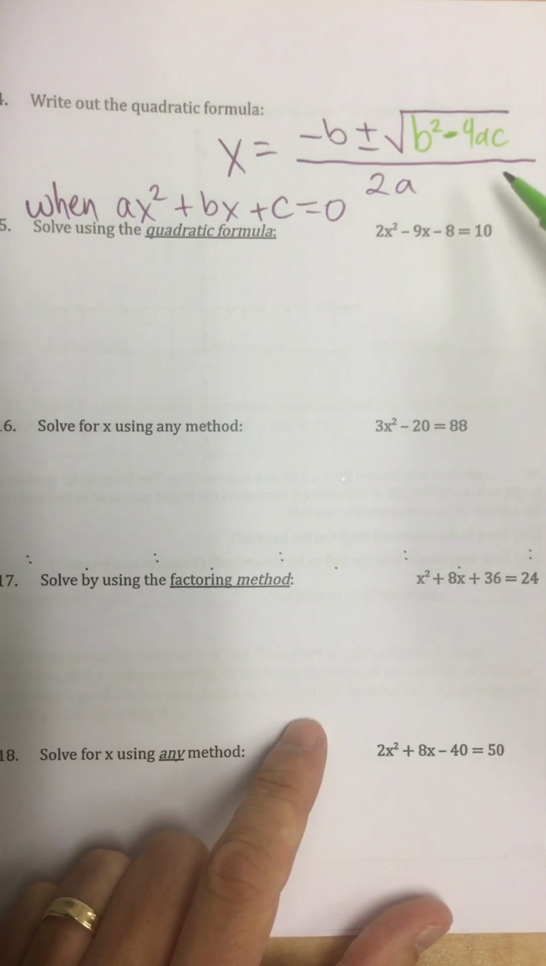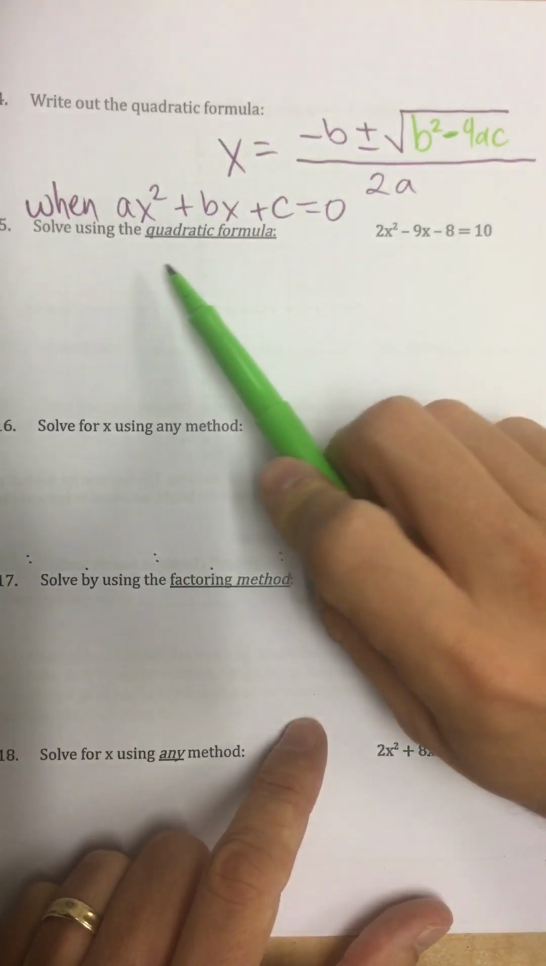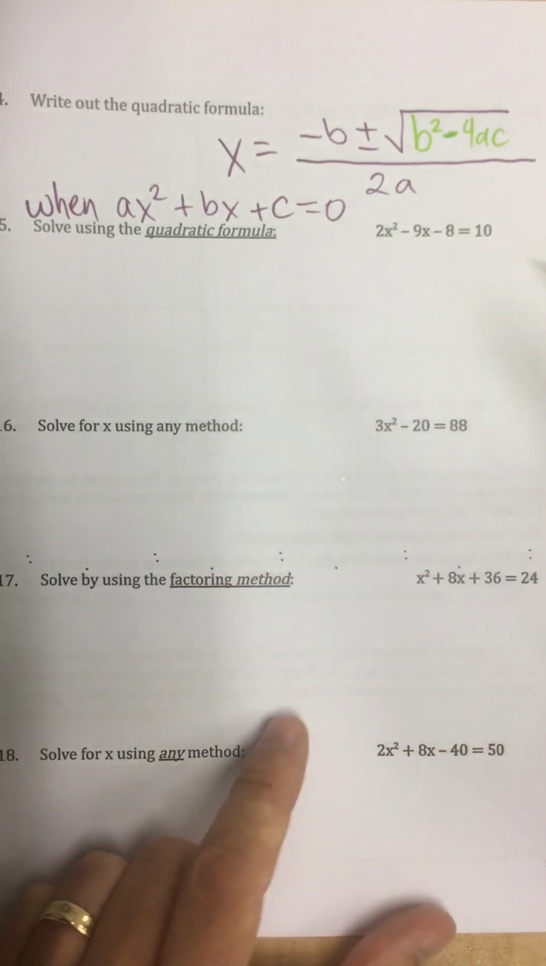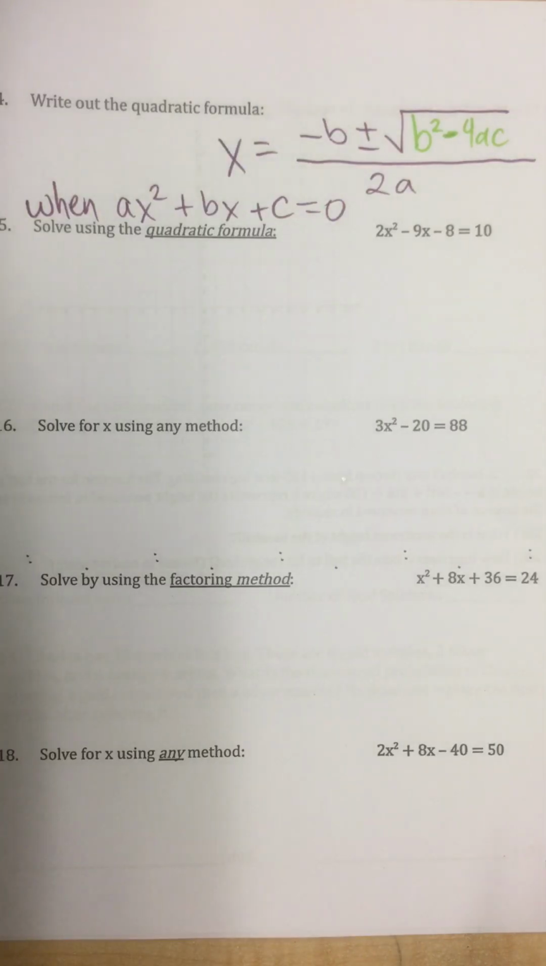Hopefully you know that the part I put in green is the discriminant, and most importantly, that this only works when your equation is set to 0. So ax squared plus bx plus c equal to 0, standard form, is when you can use the quadratic formula. So let's proceed to solve some of these.